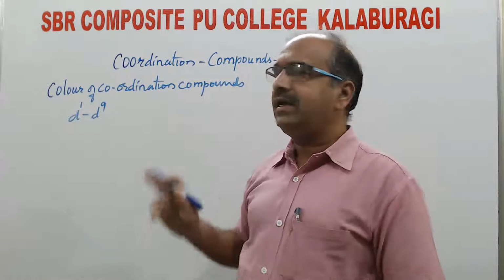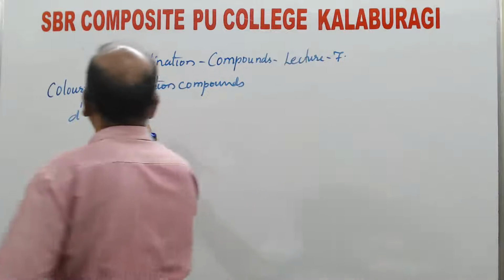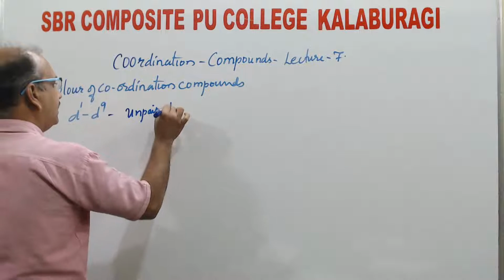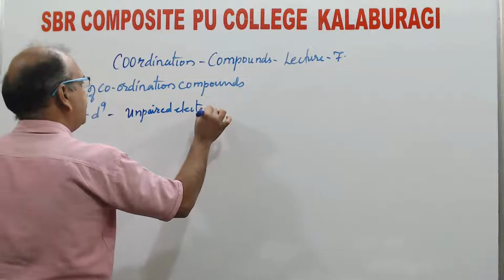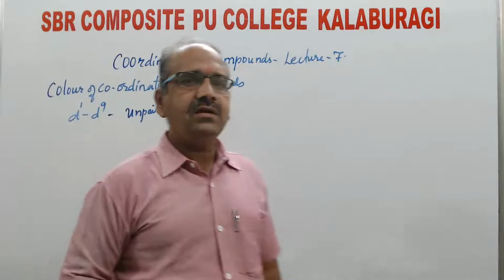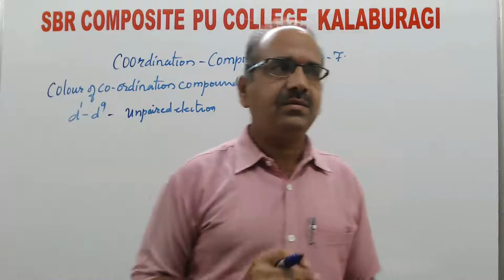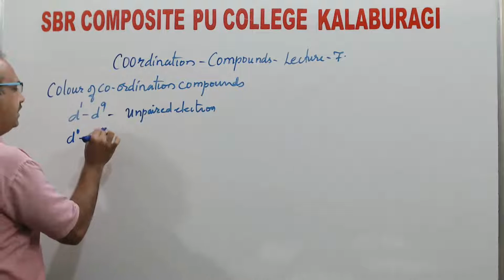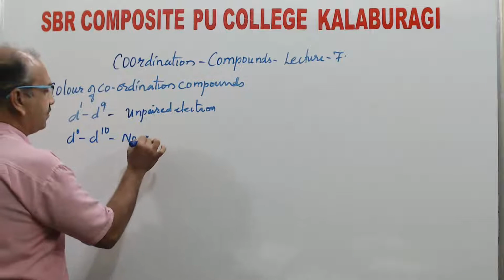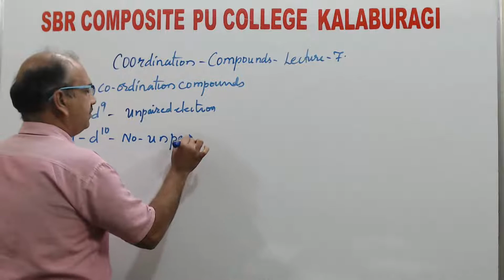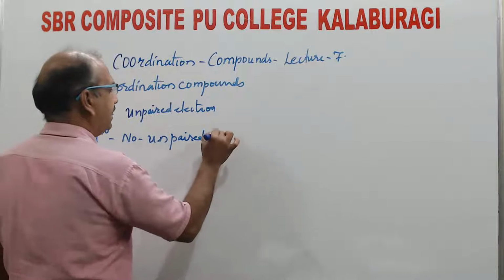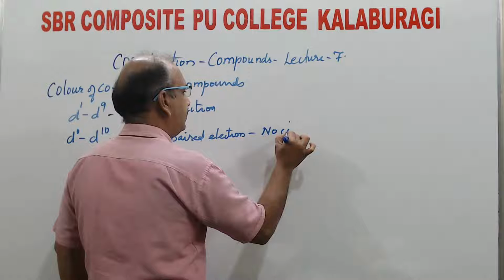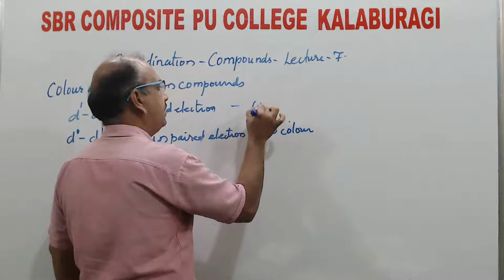So d1 to d9, which has at least one unpaired electron, that unpaired electron helps in exhibiting the color of the coordination compound. And if it is d0 configuration or d10 configuration, no unpaired electron shall be present. Since there is no unpaired electron, no color is being exhibited.